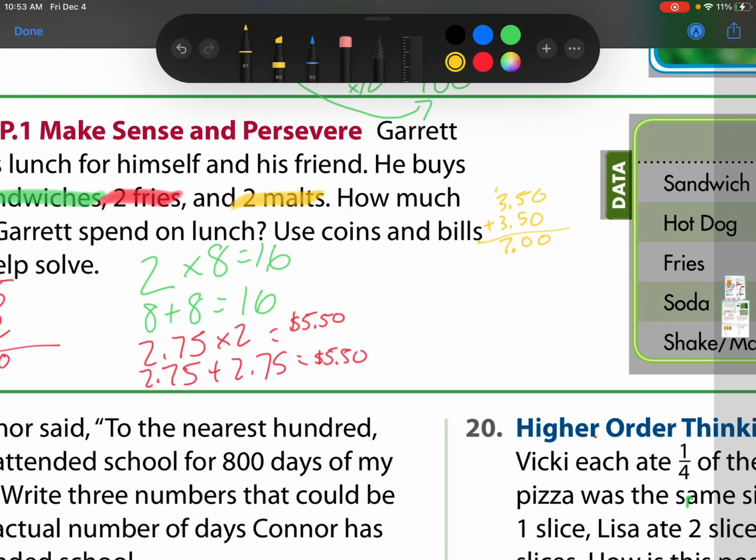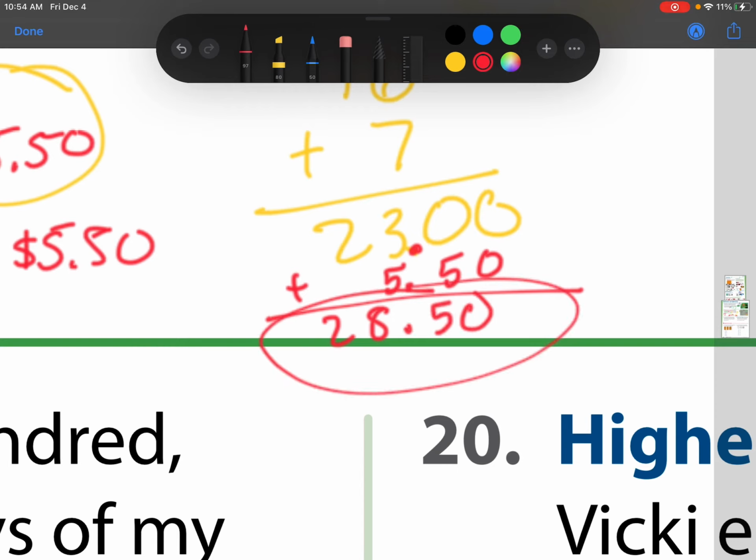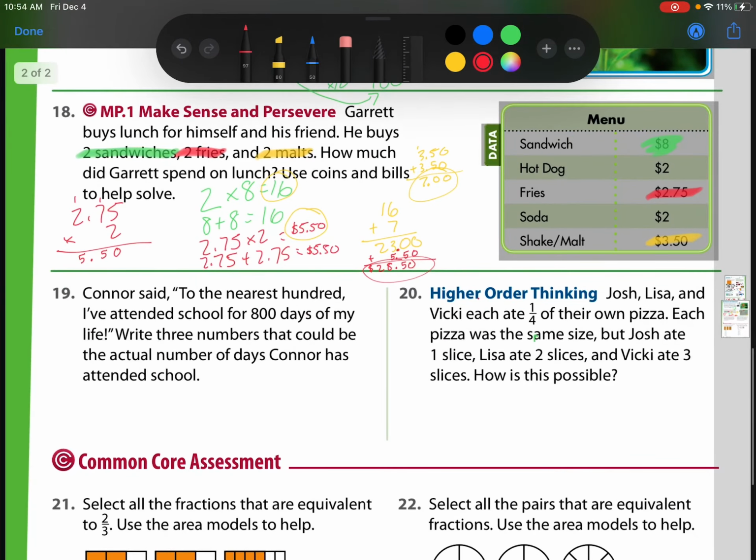So now we need to add that all up. We spent $16, $5.50, and $7. So 16 plus $7 is $23. And then since I'm adding my French fries, I had to put that decimal in because I have to add the cents with cents and the dollars with dollars. So my final answer, I spent, or I'm sorry, not I, because I'd never spend this much, but Garrett spent $28.50.